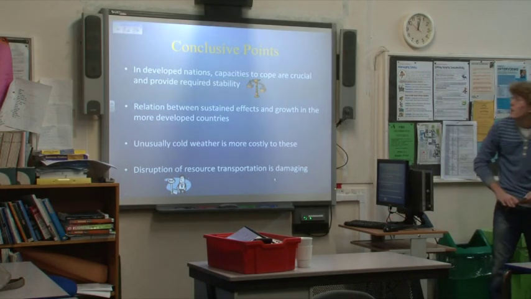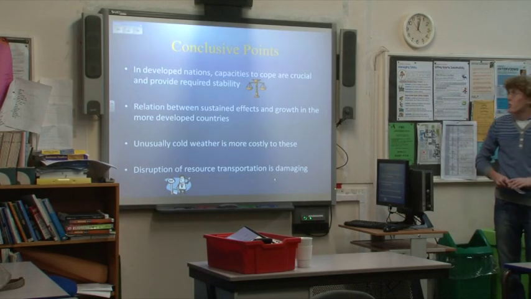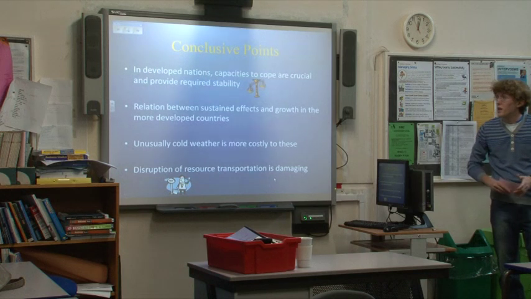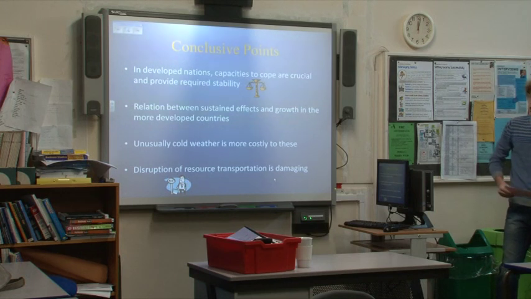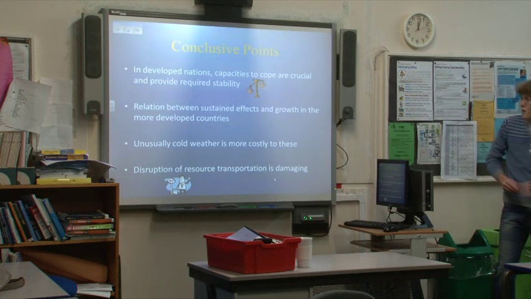Conclusive points. In developed nations, capacity to cope is crucial and provides the required stability. If a certain event occurs in one country, for example, Cyclone Nargis in Bangladesh, these countries have the wealth to adapt their importing of resources so that they can achieve all the means of demand. Relation between sustained effects and growth in the more developed countries.